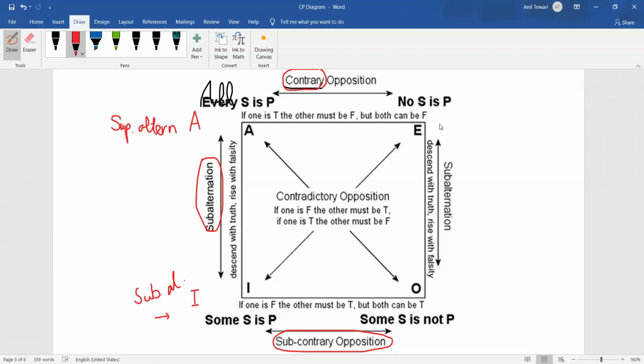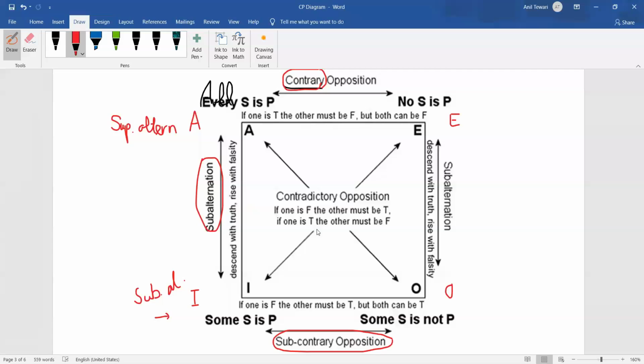Right? Same thing is here also. If E is true, you can very well say that O is true. There is no difficulty. If E is true, O is true, but not the other way around. If O is false, you cannot say anything about the value of E. Or if I is false, you cannot say anything. Then the relationship between A and O. If A is true, O becomes false. If O is true, A becomes false. This is biconditional relation. If A is true, then O is false. And if O is true, A is false. Similarly, if E is true, I is false. And if I is true, A is false.